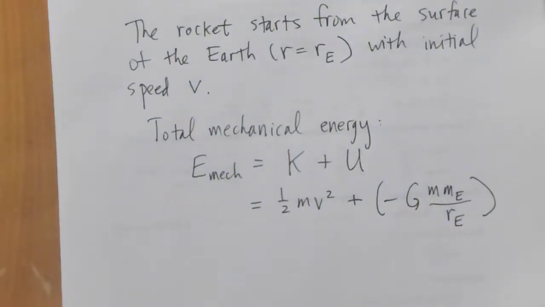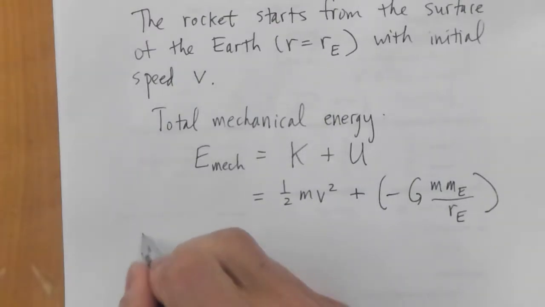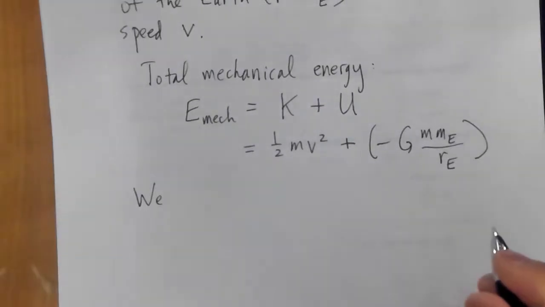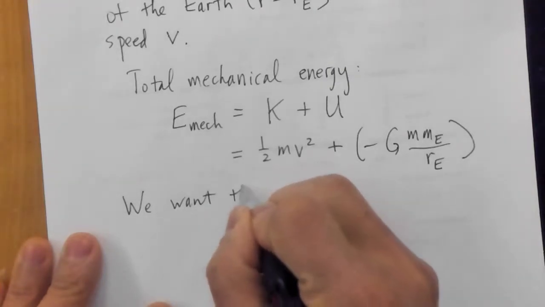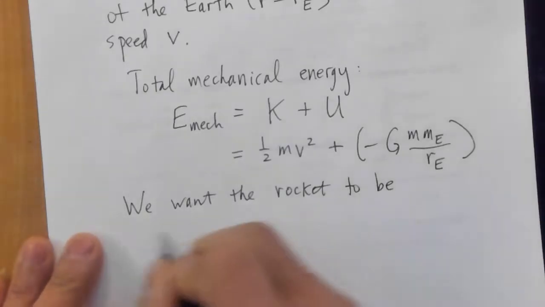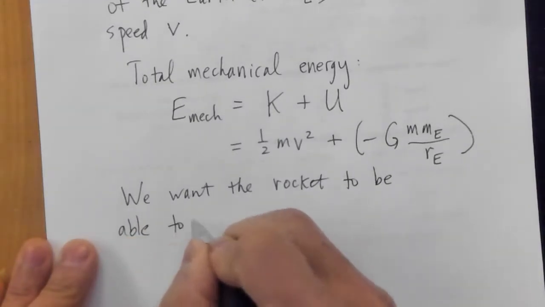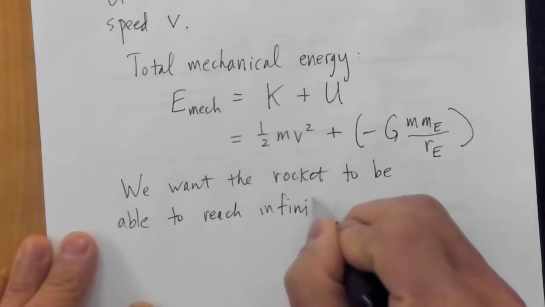All right, so we don't want the rocket to fail. We don't want it to go up and then come back down and crash. That's no good. We want it to have enough lift off so that it can keep going. So we want the rocket to be able to reach infinity. That sounds kind of profound.